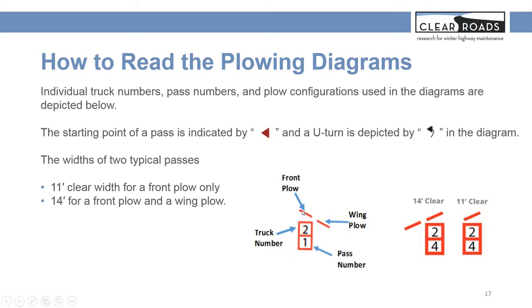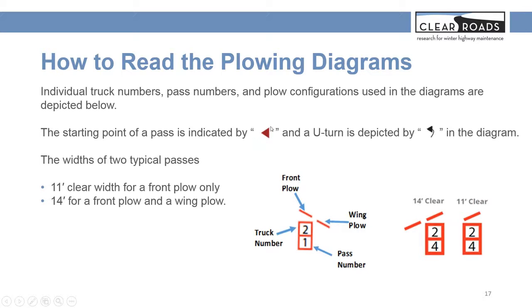Here, for example, is the front plow plus the right wing plow, and this pushes the snow to the right. On the right-hand side, we have another two. Here we have the front plow and left wing plow, and this time they push the snow to the left. And on the very right, there's another one with just the front plow, and it pushes the snow to the left. Again, the clearance width for the one with wing plow is 14 feet wide, and for the one with only the front plow it is 11 feet wide.